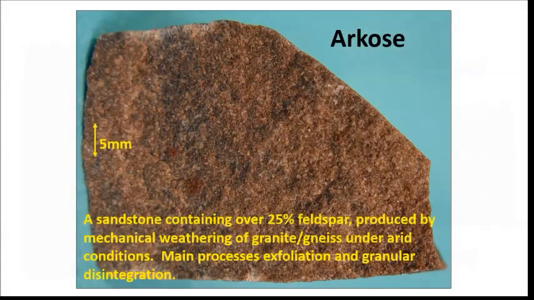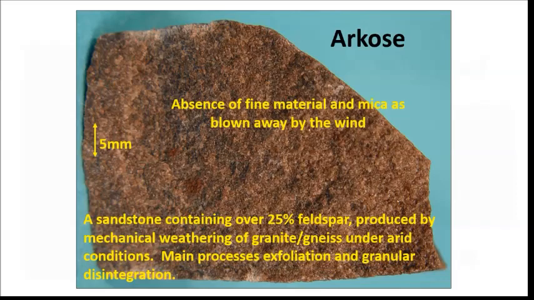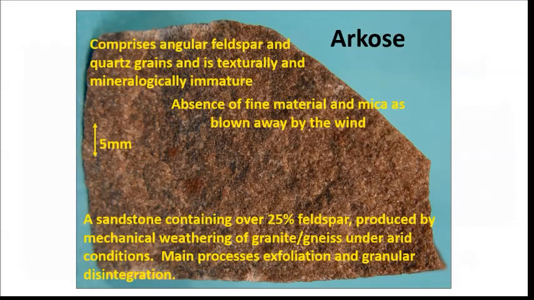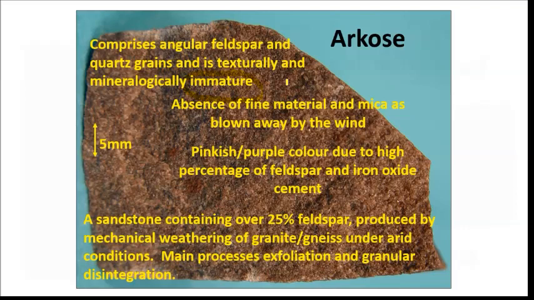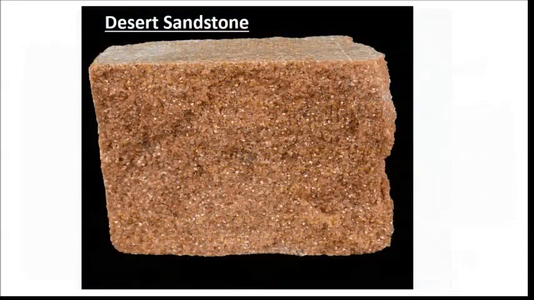Okay, arkose we associate with hot desert areas, the mechanical weathering normally of granite under arid, that means very dry, conditions. There's not much mica in there because mica breaks down into very fine flakes that are blown away by the wind. Remember, the key defining feature is this feldspar. It is normally very texturally immature, as we see there. The pinkish purple colour is due to the high percentage of feldspar, but also the iron oxide cement associated with deserts. So that's the arkose sandstone.